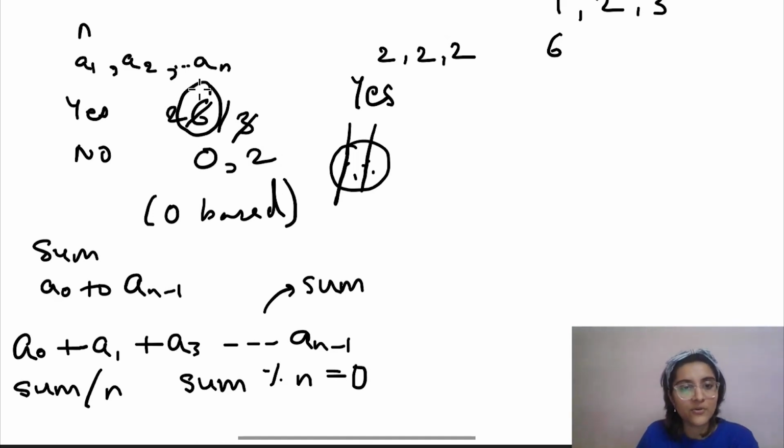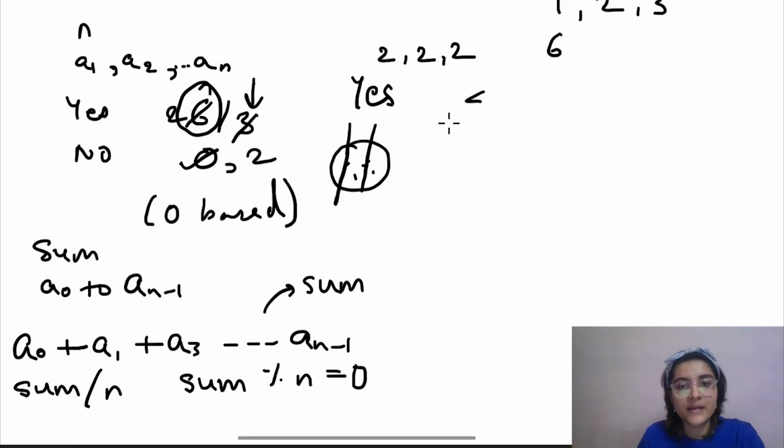So if the total number of candies is divisible by the number of children, that means the remainder is 0, which also means that the candies can be equally divided into all these children. So that is all you're going to have to check in the code.